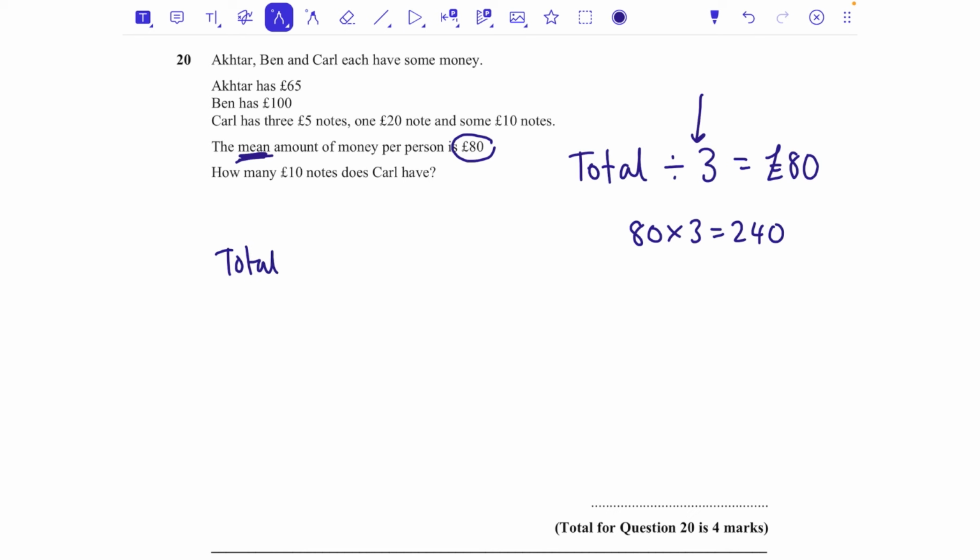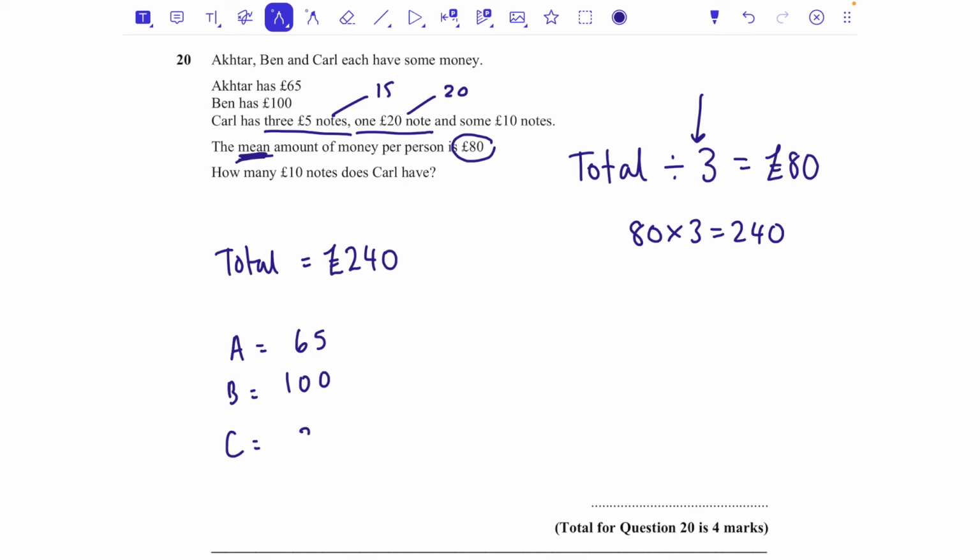The total amount of money must be 240 because there are 3 people, and when I do 240 divided by 3, I get 80. So let's add up how much we know is there. Akhtar has 65, Ben has 100, and Carl has 3 £5 notes, well that's 15, and a £20 note, that's another 20. So we know he's got 35, and then he's got some £10 notes.